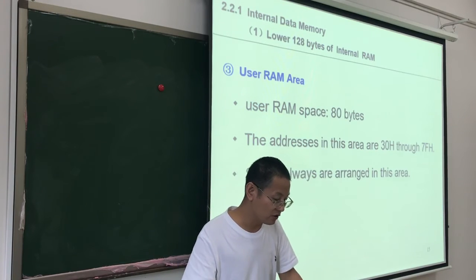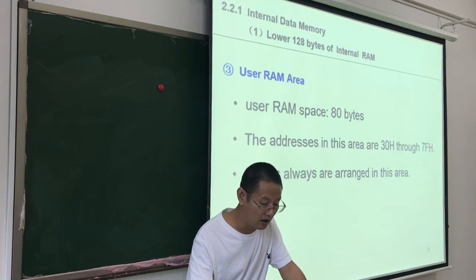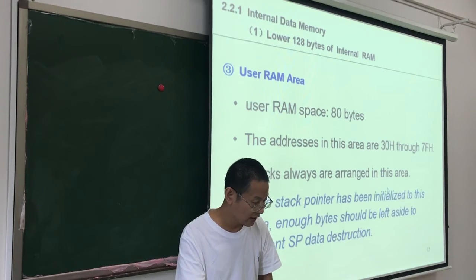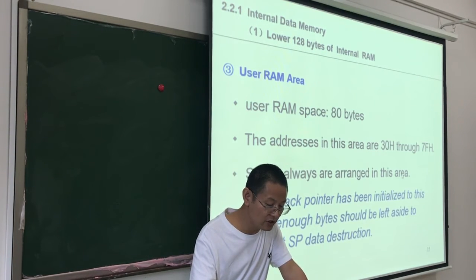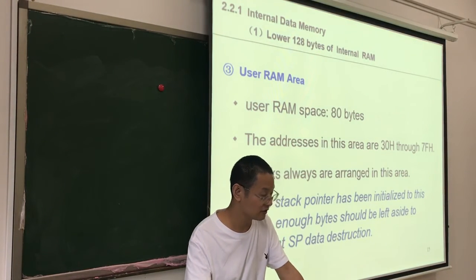User RAM area. User RAM space is 80 bytes. The addresses in this area are 30H through 7FH. Stacks are always arranged in this area. If the stack pointer has been initialized to this area, enough bytes should be left aside to prevent destruction, which means you must give enough memory for your stack pointer.